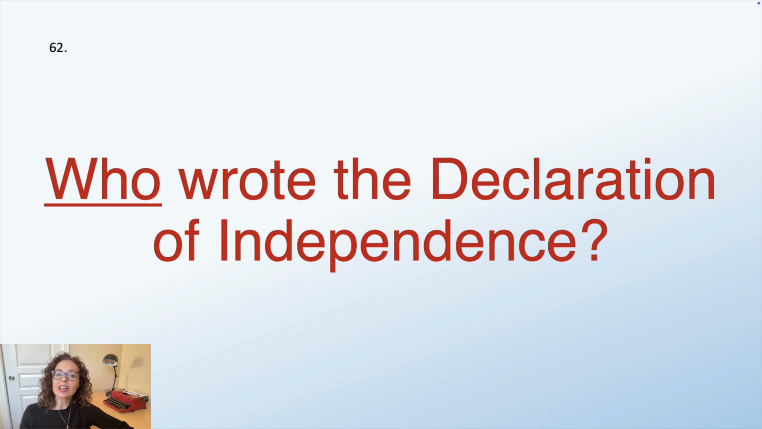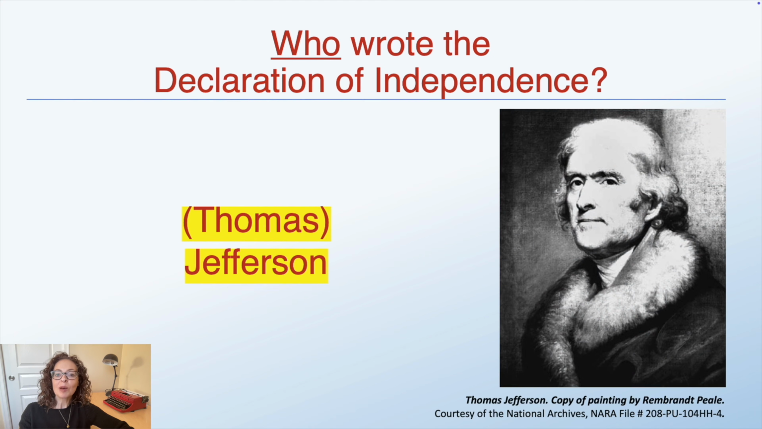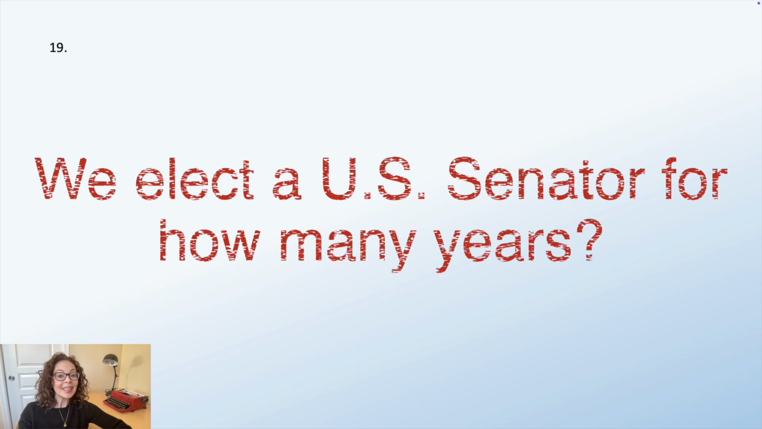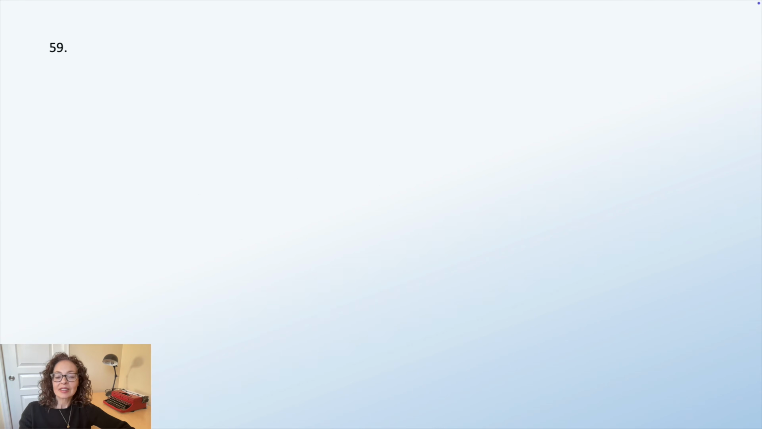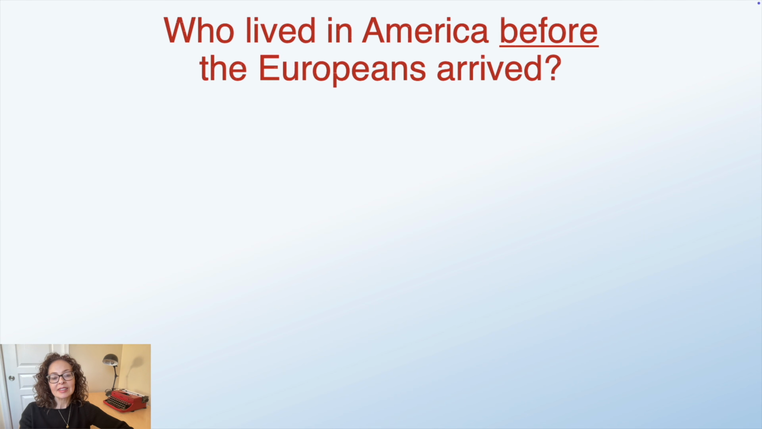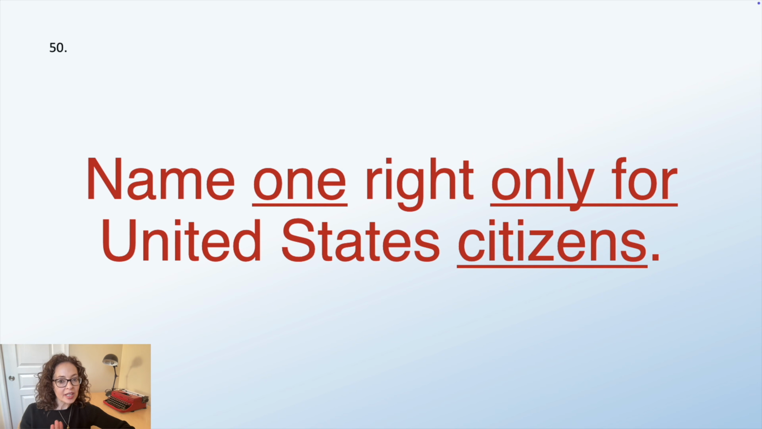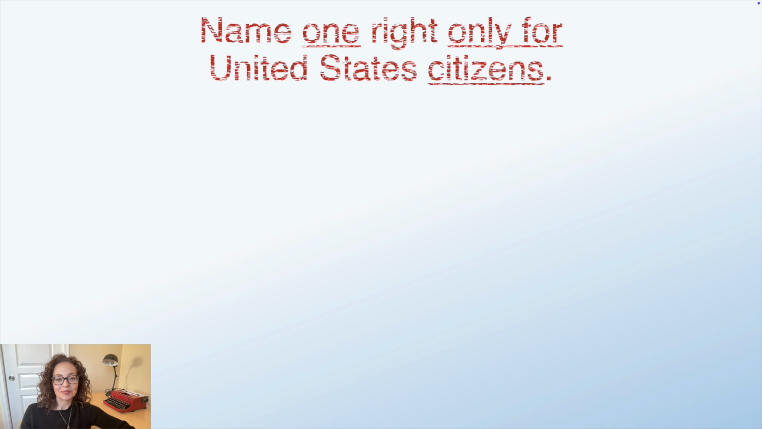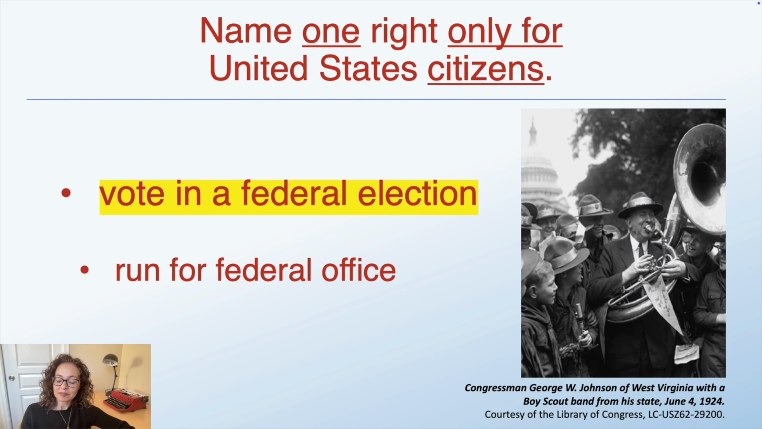Who wrote the Declaration of Independence? Thomas Jefferson. We elect a U.S. Senator for how many years? 6. Who lived in America before the Europeans arrived? American Indians. Name one right only for United States citizens. Vote in a federal election.